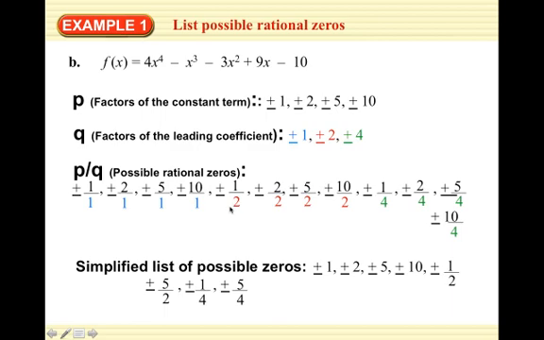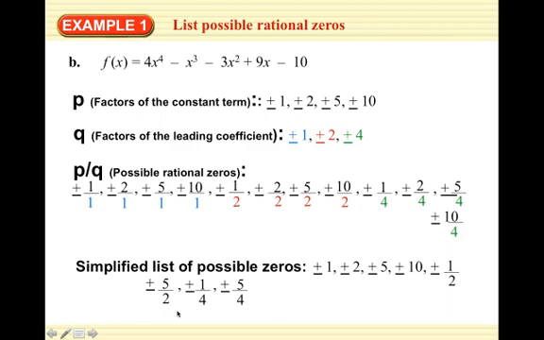Plus or minus 1/2, that's reduced, that's new, so we write it down. Plus or minus 2 over 2 reduces to plus or minus 1, and we already have that, so we just skip it. There's no reason to write it twice. Plus or minus 5/2, that's reduced, and it's new, so we write it down. Plus or minus 10/2 reduces to 5. We've already got that, so we don't need to write it again.